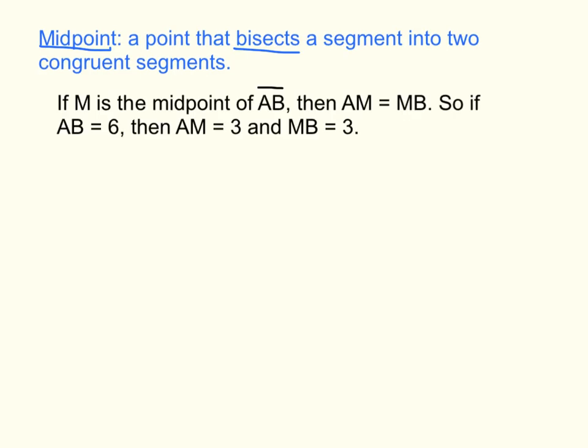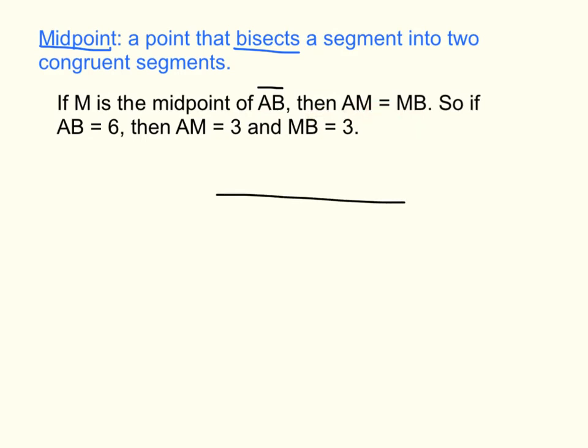So as an example, if M is the midpoint of segment AB, now, before we go on, notice what we did here. We're talking about a segment. M is the midpoint of a segment. If you didn't have that here, then you're talking about distance. So if M is the midpoint of this segment, AB, then AM is equal to MB.